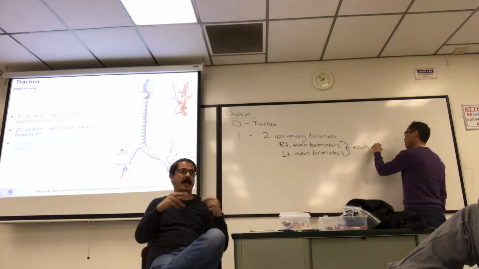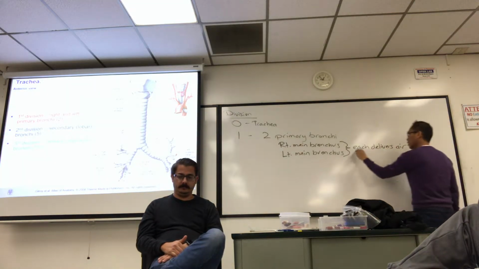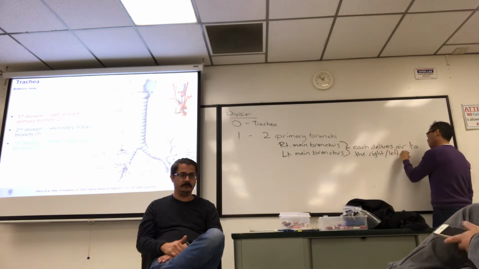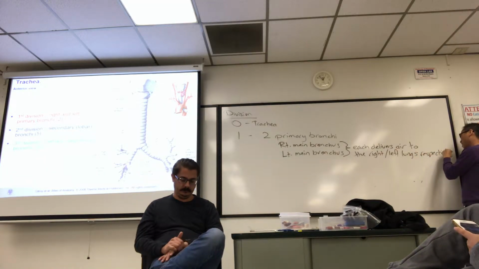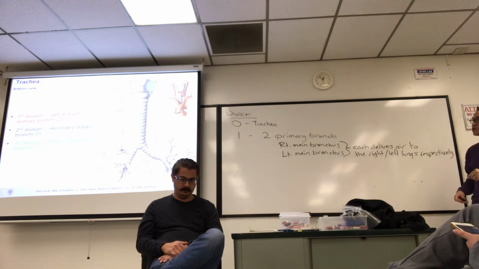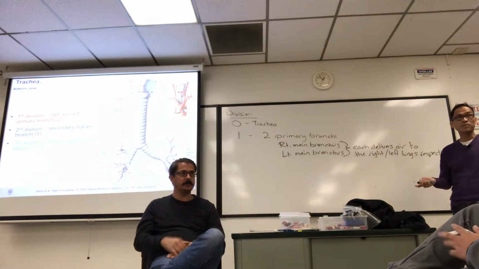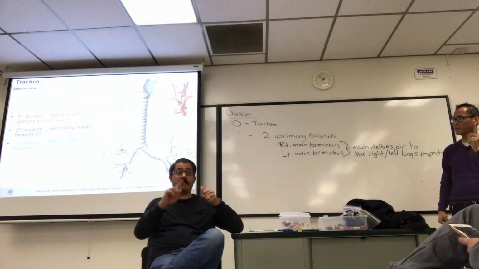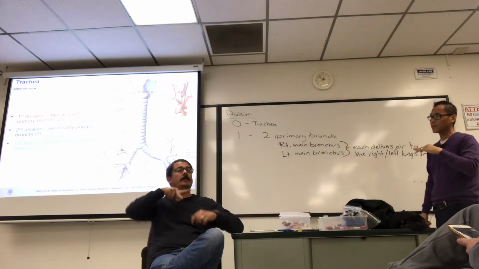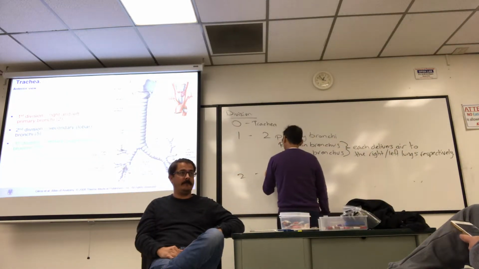Each delivers air to the right and left lungs respectively. And most people already know you have a right lung and a left lung. So you need the air to get there, so you have these main bronchi, the right and the left. That's just the first division. One airway becomes two. In the second division, two airways become five. The second division is going to give rise to 5 secondary bronchi.